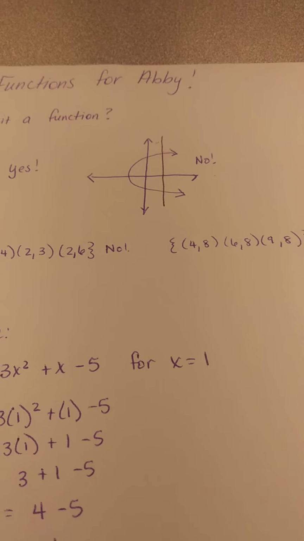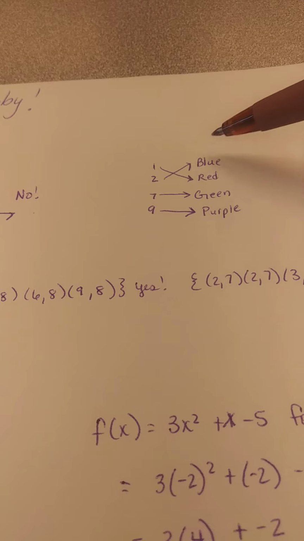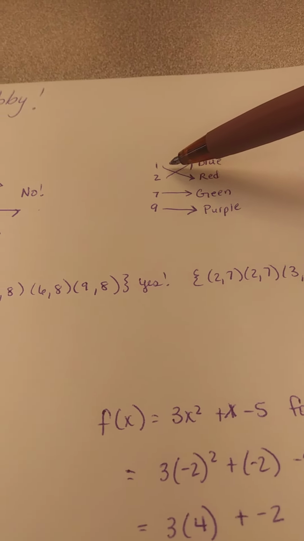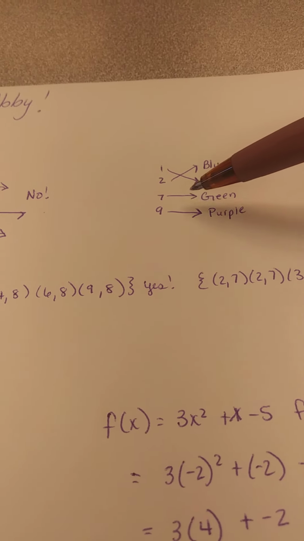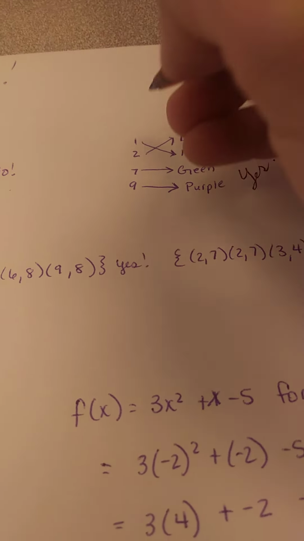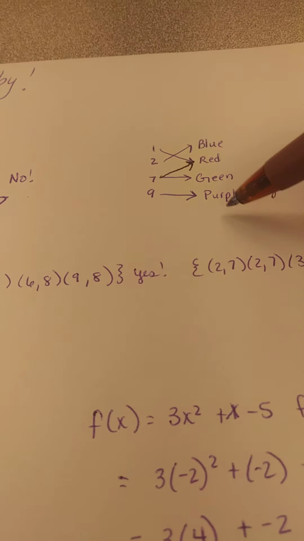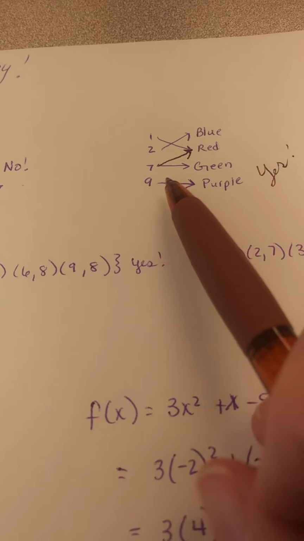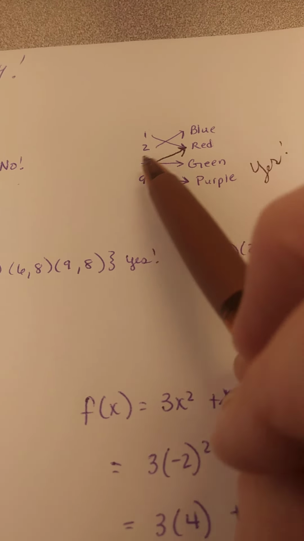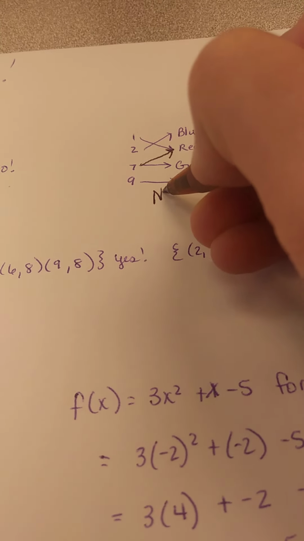no, not a function. They also sometimes draw these little charts, and it's like 1 points to red and 2 points to blue. As long as each thing in the first column only points to one thing in the second column, then yes, it's a function. But if one of these was to point to two different things, it becomes a no. This is no now. Because the 7 points to both green and red, and no thing in the first column can point to two different things, that makes it a no.